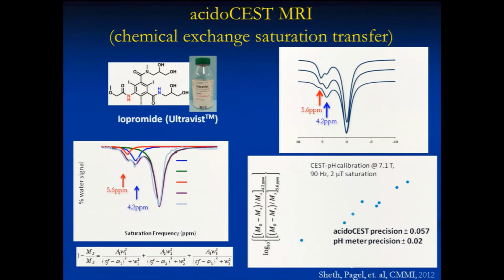These peaks, or valleys, can then be quantified by line fitting, and the ratio then determines the pH. There's a lot of detail missing in the slide, evidently the system dropped some of the lines, but there's a line fit here with a very nice R-squared value, and it shows that with acidoCEST, the precision is really approaching that of a pH meter, and this is done in vivo.